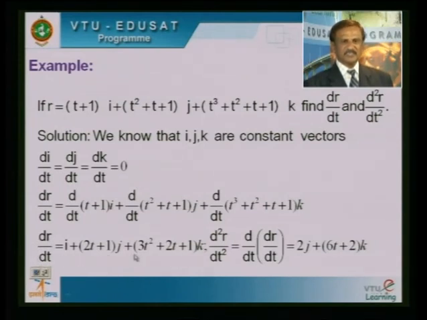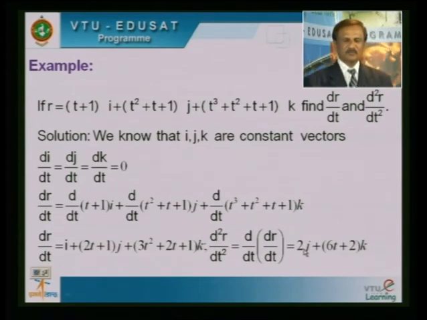Is it clear? You can differentiate the same function once again with respect to t. The first function becomes 0, the derivative of a constant is 0. The derivative of 2t is 2 into j. The derivative of 3t square is 2t into 3, that means 6t. And the derivative of 2t is 2 into k. Is it clear? So this is the value of the second derivative.